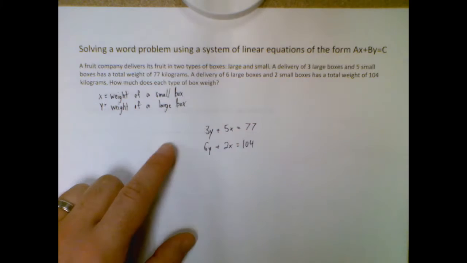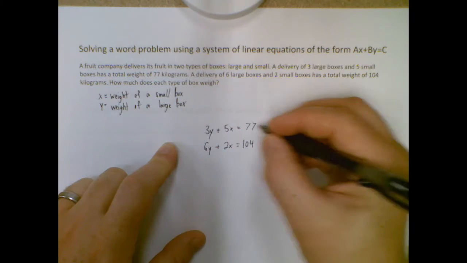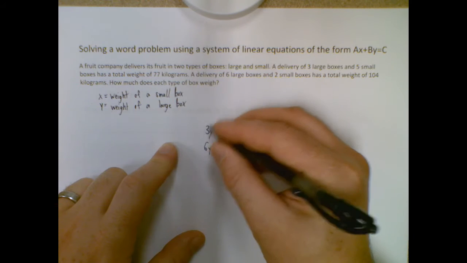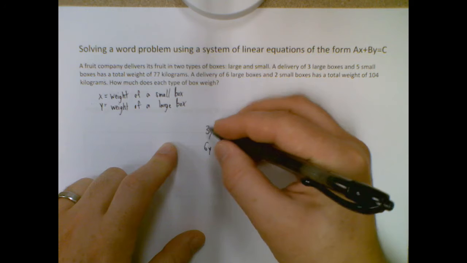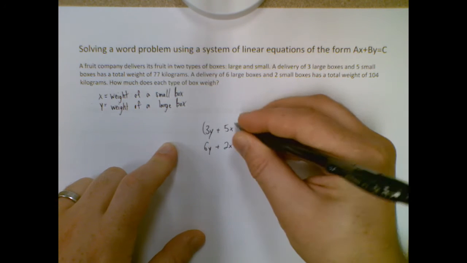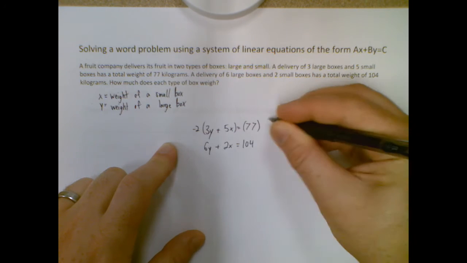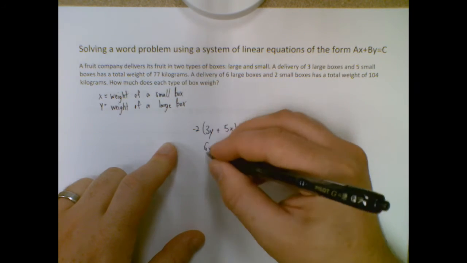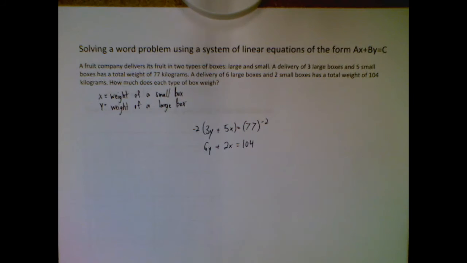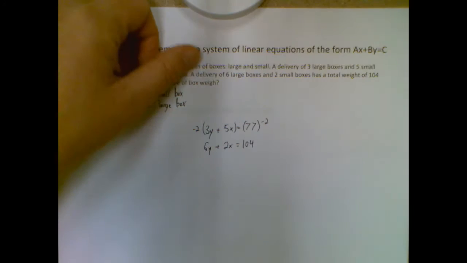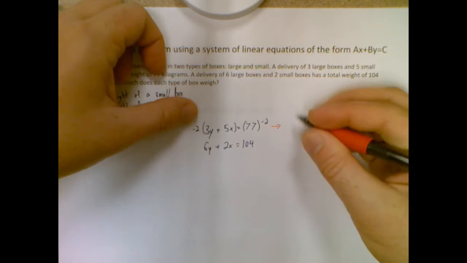So if you have a slightly different setup, that's okay. Alright, so now to solve this, I think I'm going to do an elimination, because I have a 3y and a 6y, so I can multiply this entire top equation by -2 to end up with a -6y to cancel out my positive 6y. Remember, we want to eliminate one of the variables, which means we need to make sure their coefficients add up to 0.